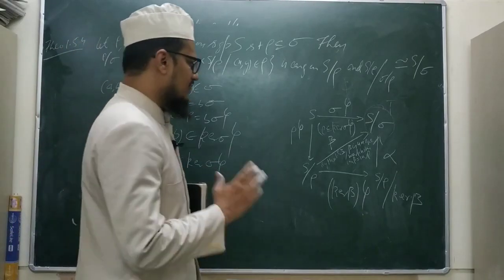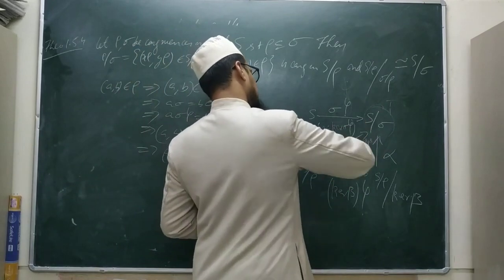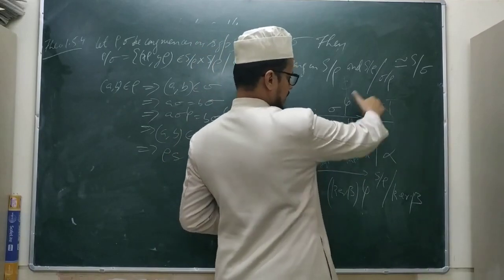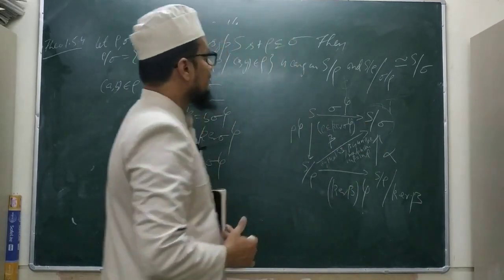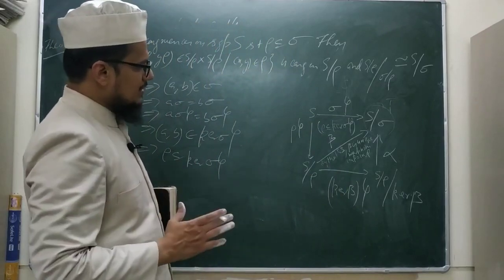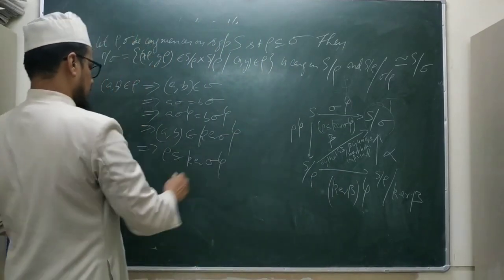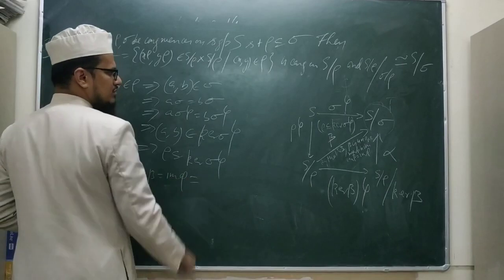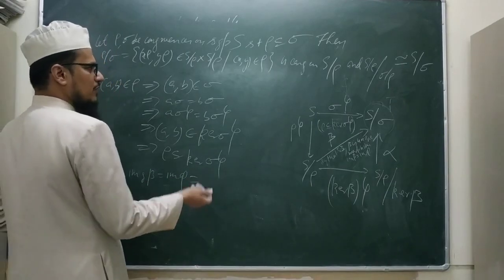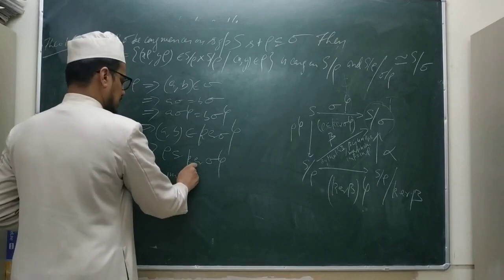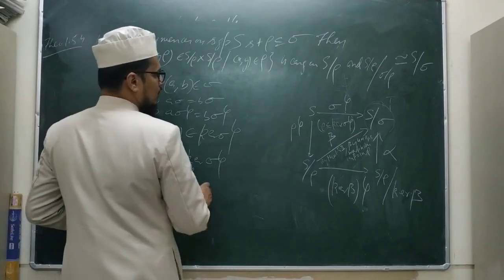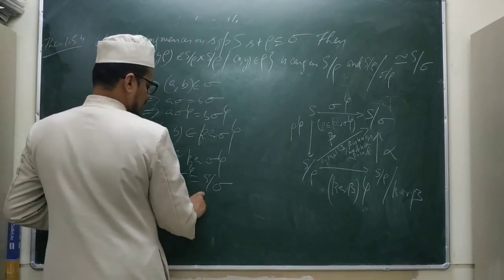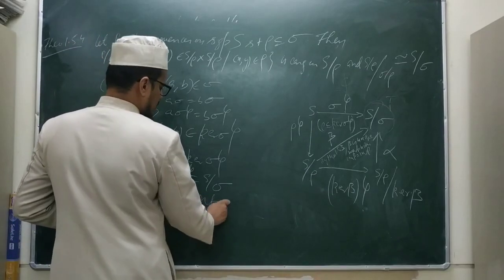So by theorem 1.5.3 we can say that there exists a unique morphism beta from S by rho to T. T is what here? S by sigma. Correct? So S by sigma. And also image beta is equal to image phi. And what is image phi? Phi is basically sigma natural, so image phi is the image of sigma natural. And image of sigma natural is S by sigma. It implies that beta is onto, we can say.